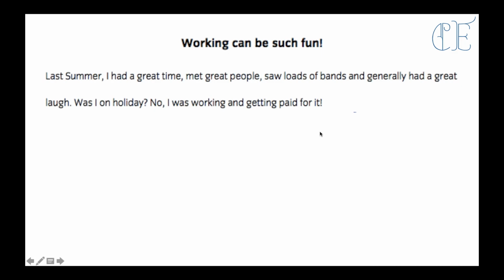Okay, so this is the heading for the example answer. "Working can be such fun!" And then let's look at the first paragraph, the introduction. "Last summer I had a great time, met great people, saw loads of bands and generally had a great laugh. I was on holiday. No, I was working and getting paid for it." Okay, so that's a really nice introduction. Really simple. Here they've got a nice rhetorical question. I read it wrong, sorry. "Was I on holiday?"